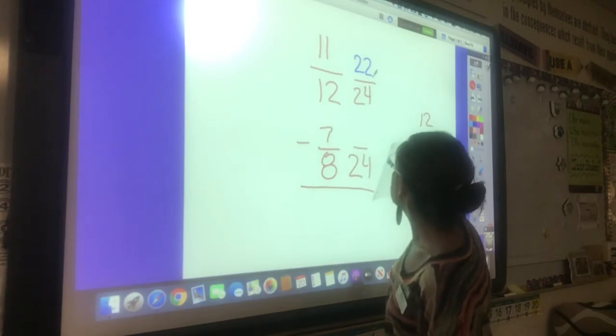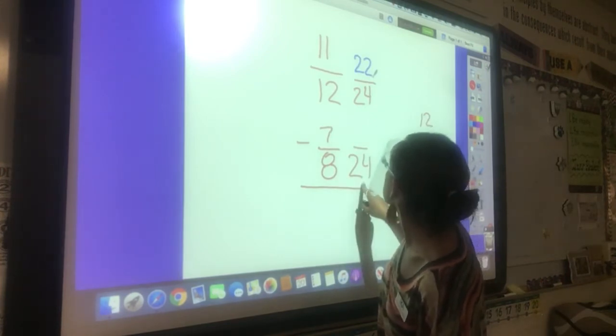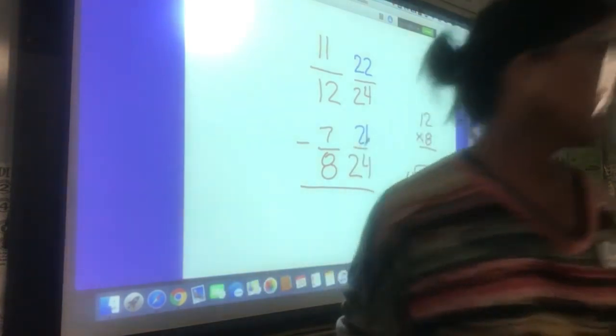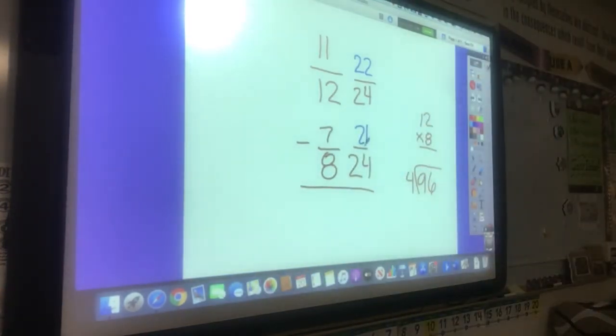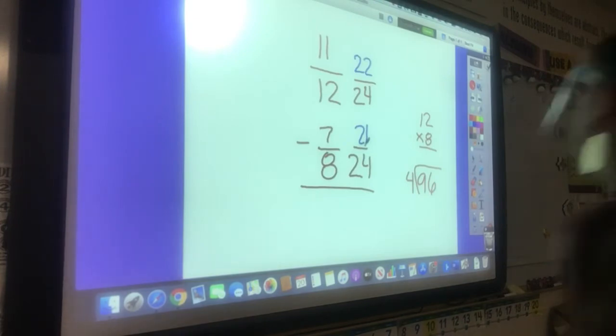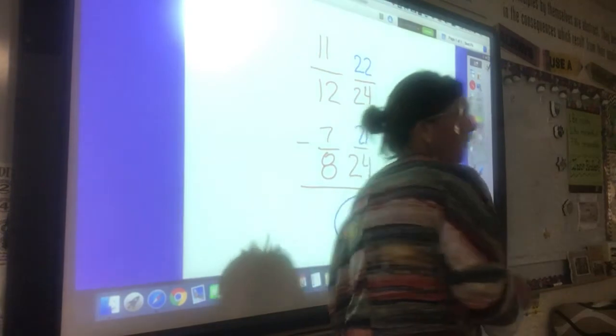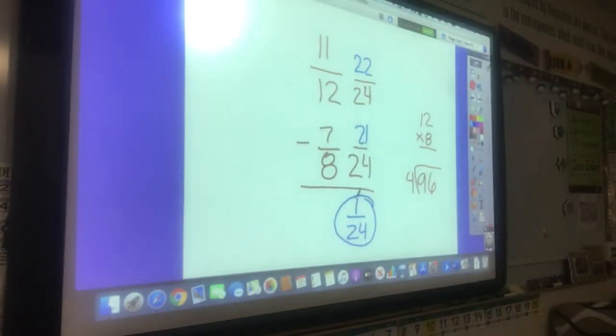Wait, this is times 3. Oh, okay, sorry, 21. Yes. And remember, it's subtraction. So it's just 22 minus 21 over 24. And so what would we get? 1/24. Okay, and just be careful because it's so easy to accidentally add, like you've been adding. Oh wait, we're subtracting. Yeah, I accidentally added it.